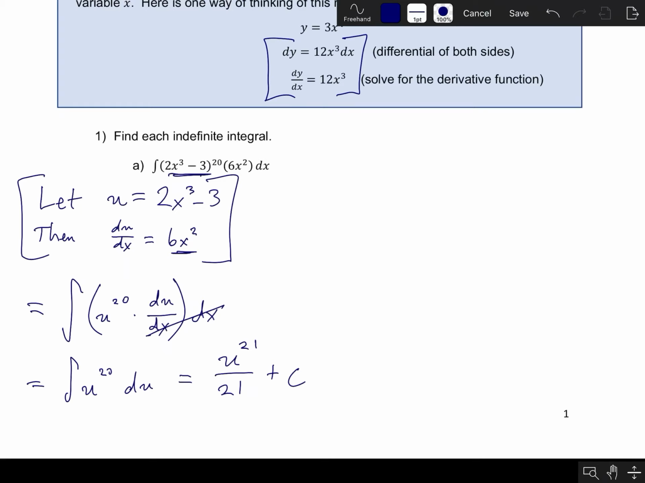And then to finish off this problem, we would need to substitute, instead of u, an expression in terms of our original variable x. So I don't want this to be my final answer. I would want to replace u with its expression in terms of x, which is 2x cubed minus 3. So as my final answer here, instead of u, I would put 2x cubed minus 3, raised to the 21st power divided by 21, plus c. So this will become my final answer.